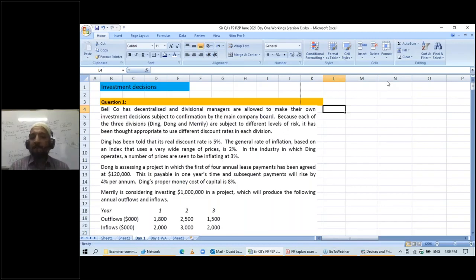So students, our first question. You must have got the handouts as well for today's class, day one. So you can refer to the handout. There will be a worksheet, and you can see these questions which are appearing on the left side of this Excel worksheet.